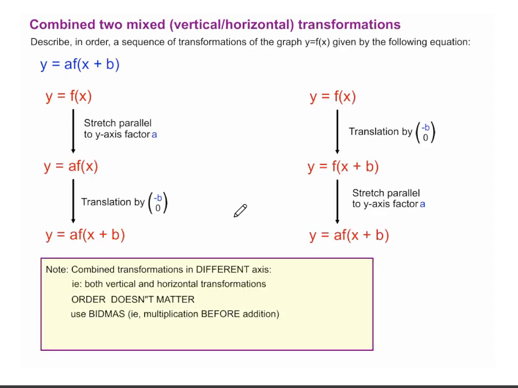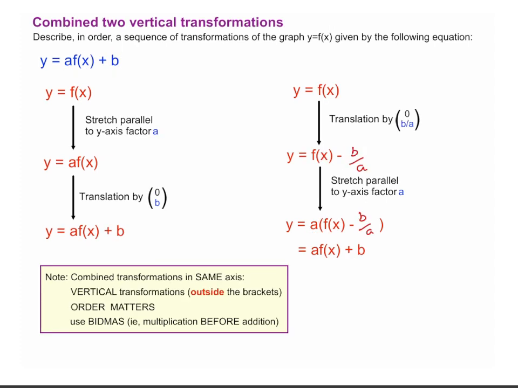Now, let me just explain generally, okay? When you have y equals a f of x plus b, meaning you are having a translation in the y direction and you're having a stretch in the y direction, yeah? It doesn't matter, the order doesn't matter, because they are in different axes, meaning they are independent of each other. So if you start off with the stretch and then the translation, or you start with the translation, then the stretch, you will end up with the same thing.